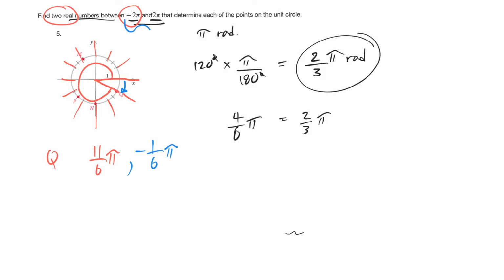Another way to say that kind of thing is what are two coterminal rotations or coterminal angles. Okay, hopefully that helps you with number 5.